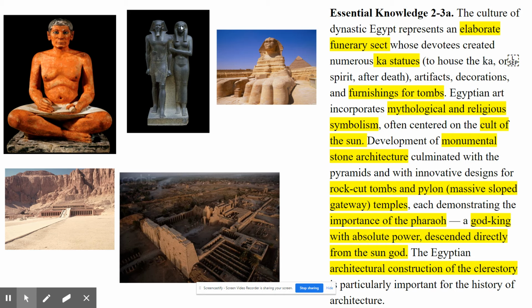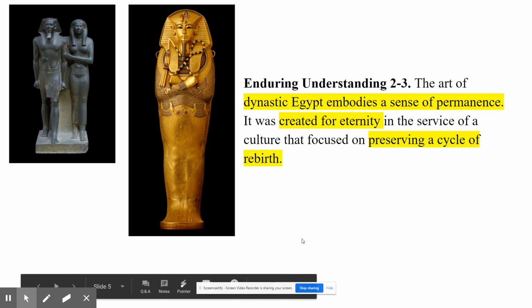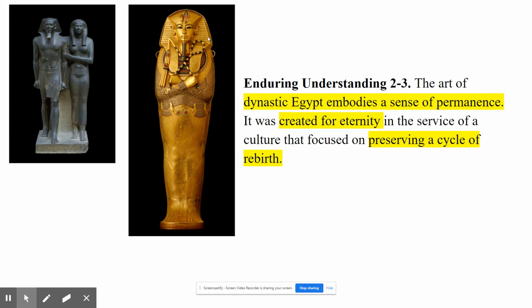You know what Ka statues are. You know that Menkaure and Queen is a Ka statue. So is this. This is also a Ka statue. And you notice that they're very different, and I'll talk about why that is in just a few moments. There's a lot of mythological and religious symbolism. We saw that certainly with Tutankhamun's innermost coffin. We have all these signs of both gods as well as the signs of the pharaoh.